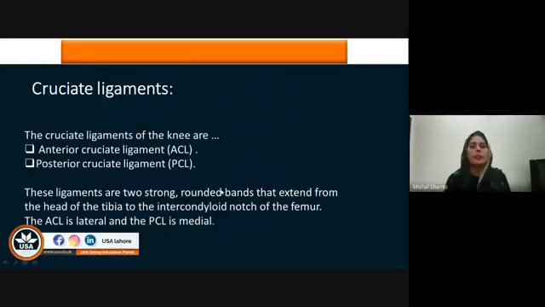Okay, the next ligaments are basically the cruciate ligaments. The cruciate ligaments are very important, and they are of two types, the anterior cruciate ligament and the posterior cruciate ligament. These ligaments are strong, rounded bands and extend from the head of the tibia to the intercondylar notch of the femur. So basically, these are ligaments that are present between the tibia and the condylar notch of the femur. One thing you should keep in mind is that the ACL, the anterior cruciate ligament, is present on the lateral side, and the posterior cruciate ligament is present on the medial side.